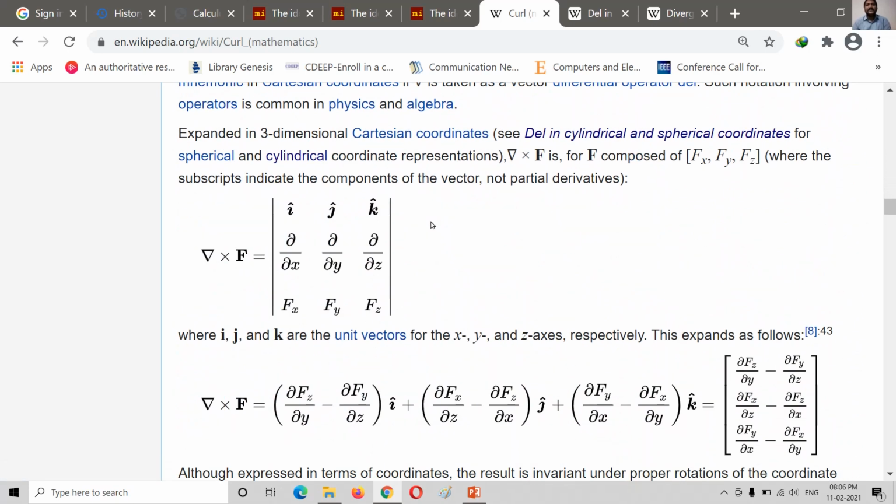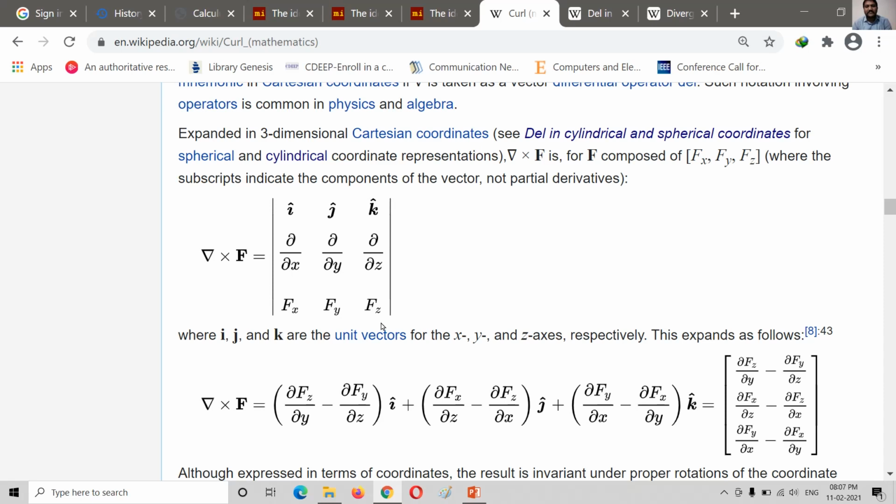And yes, the main part which is in your syllabus is the Cartesian coordinate expression for the curl of f bar. So del bar cross f bar, where f bar is denoted by fx, fy and fz. When there is a cross product, we have the determinant of three rows. The first row will be the unit vectors. Now del bar, this nabla operator, is denoted by del by del x, del by del y and del by del z. And f bar is represented as fx, fy and fz.